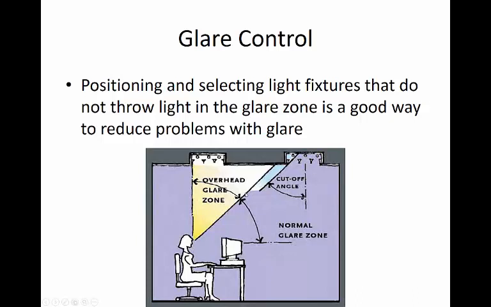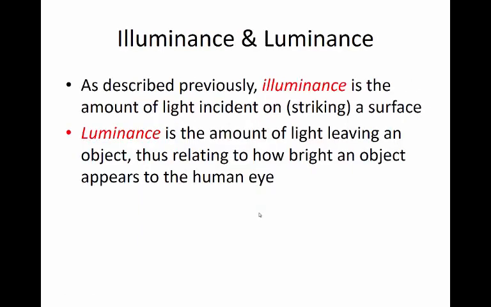So in here, this lighting is fixed for the normal glare zone, but overhead lighting that could be shining down into our eyes or off the surface of the table that we see could be causing glare to us as well. Okay, let's do a little recap here.